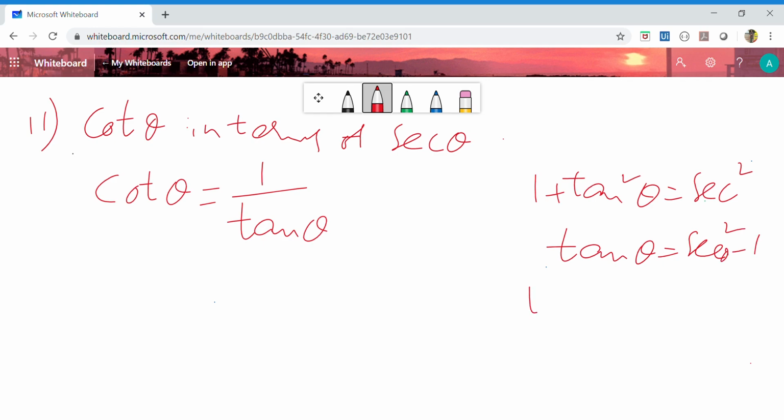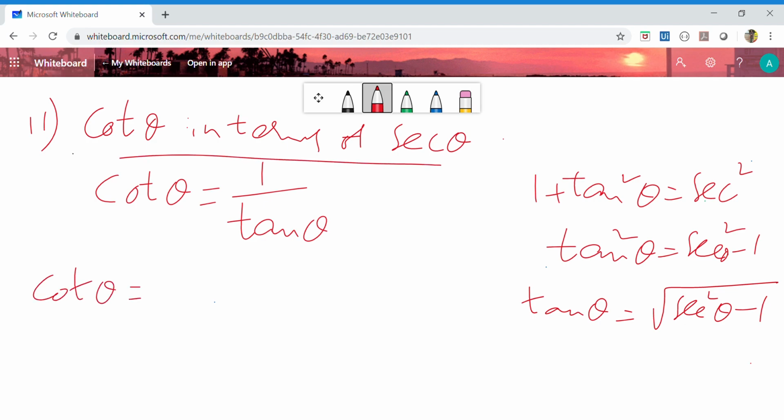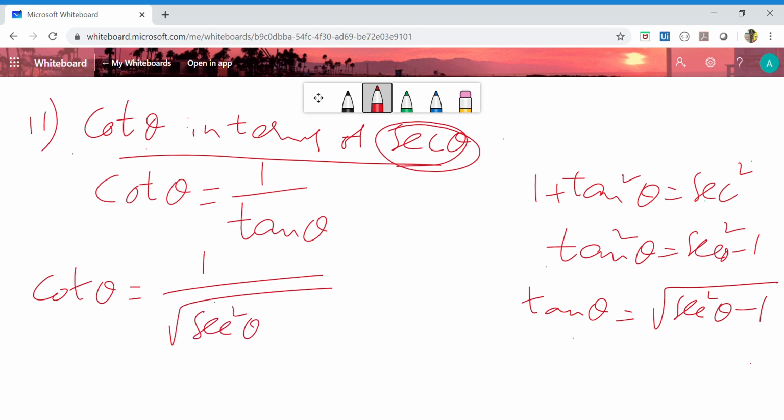So tan square theta is equal to secant square theta minus 1. So tan theta becomes root over secant square theta minus 1. So you can replace cot theta, in terms of secant theta, means cot theta value you have to write in secant, not any other trigonometric ratio. So 1 by, instead of tan I am replacing root over secant square theta minus 1. So from the identity we derived this.